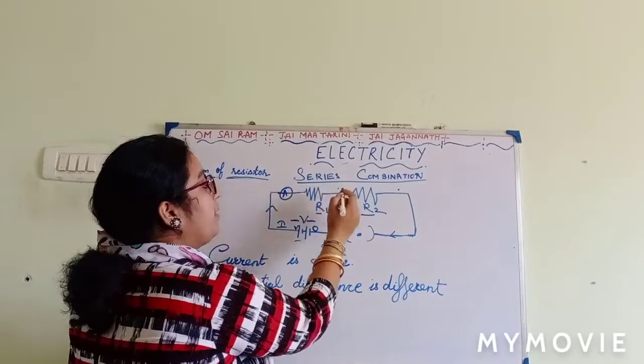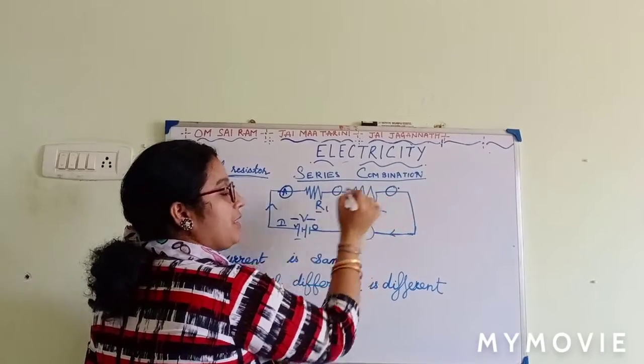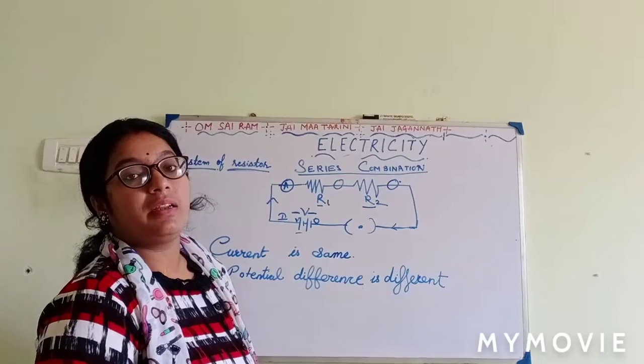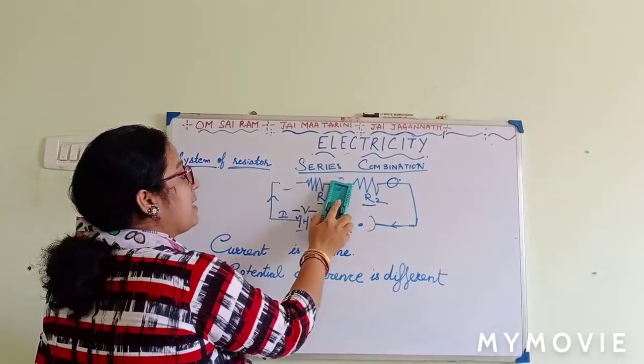Then I will take this ammeter, place it somewhere over here and measure the current, over here and measure the current. After measuring the current, we will notice that the ammeter reading is the same everywhere. Everywhere the ammeter reading is the same.